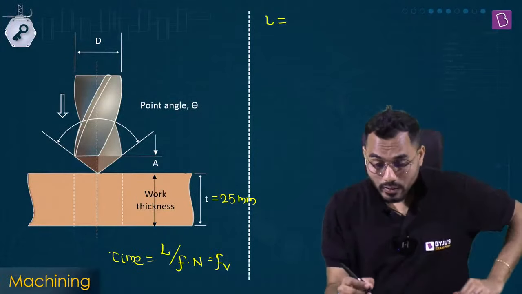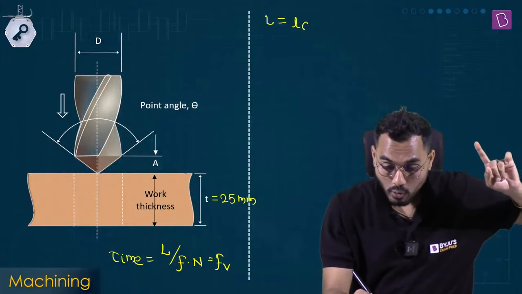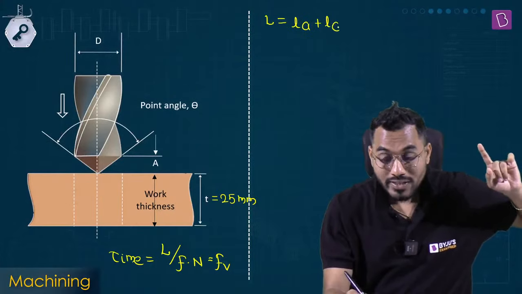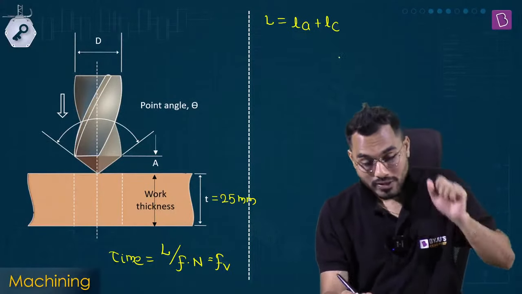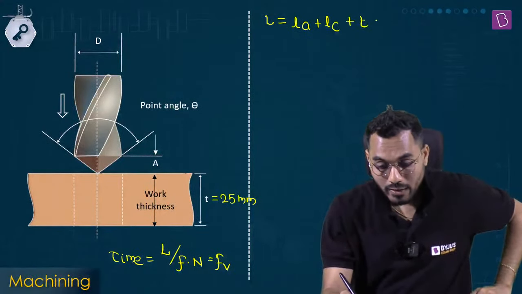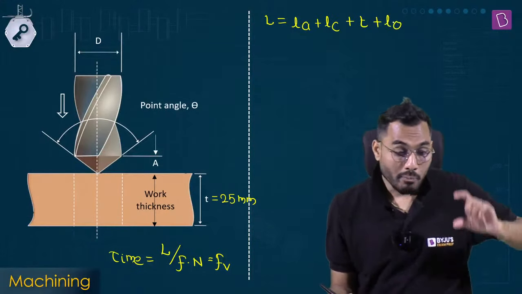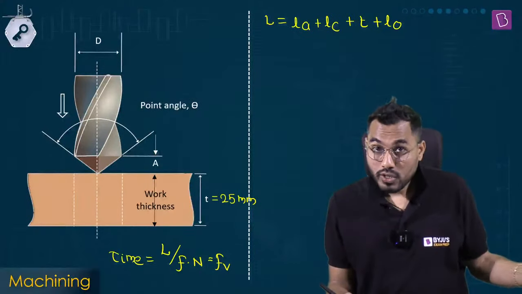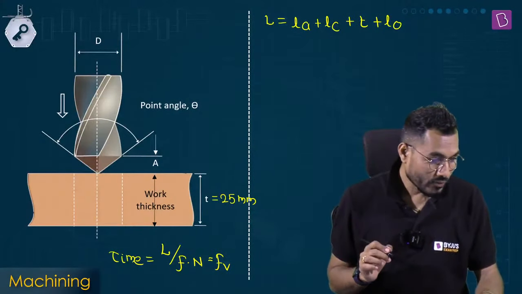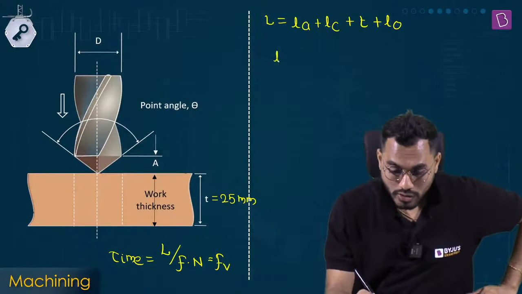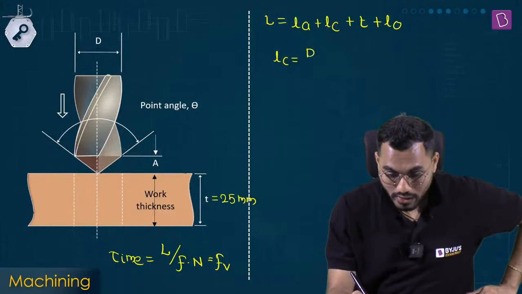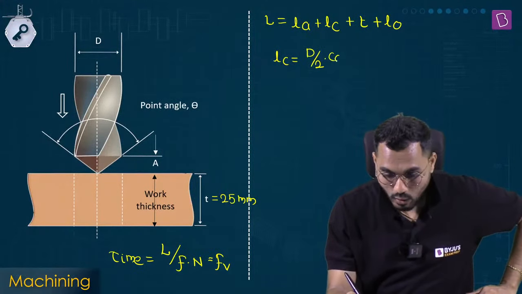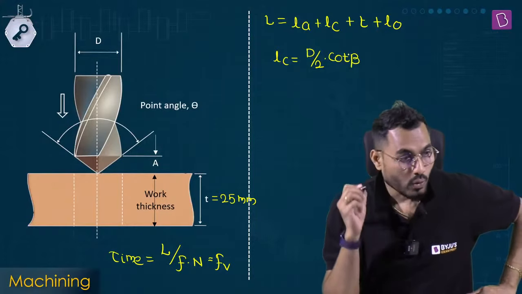The total distance that the tool needs to travel has to include the compulsory approach, because in a drilling operation the approach will always come, then the thickness of the metallic plate, and then the over travel. The approach is a must, and the over travel is also a must. Now, what is the definition of compulsory approach? I know that compulsory approach is exactly equal to D by 2 into cot of beta.